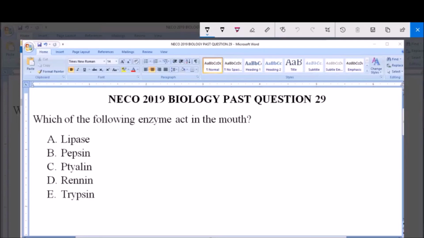I will be answering NECO 2019 Biology Past Question 29. Which of the following enzymes acts in the mouth? A. Lipase, B. Pepsin, C. Ptyalin, D. Renin, and E. Trypsin. Now, first of all, what are enzymes?